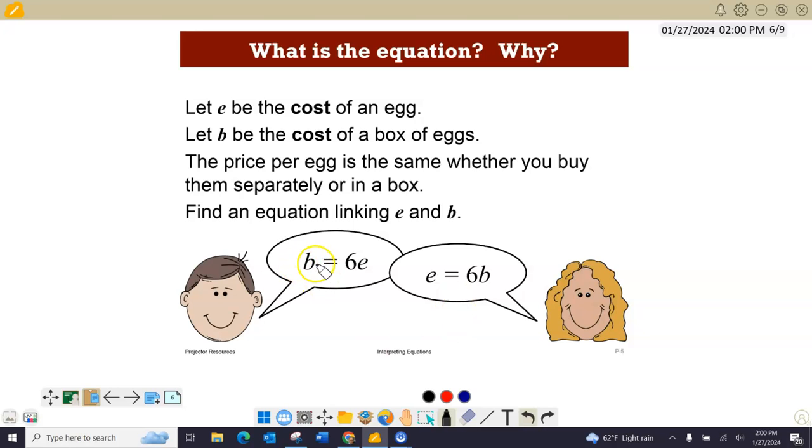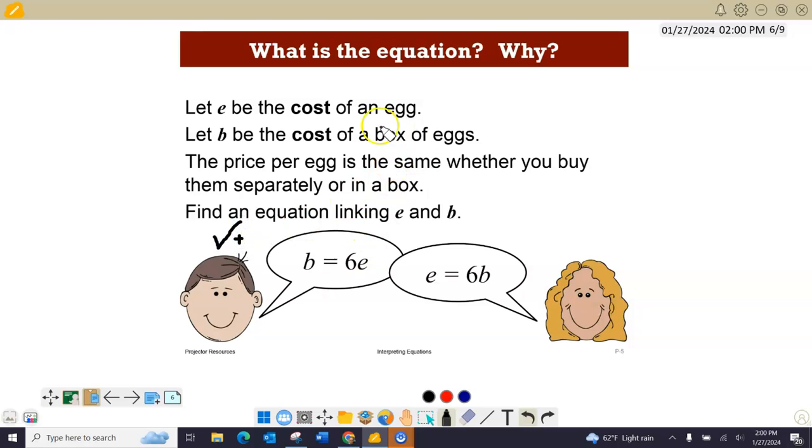Okay, let's examine here. Billy Bob is saying a box B is the same as 6 times the number of eggs there are. Okay, that's good. How about this one? Sally Bob is saying the cost of a single egg is 6 times the cost of a box of eggs. Well, I think Billy Bob has got it this time. Check plus, Billy Bob.